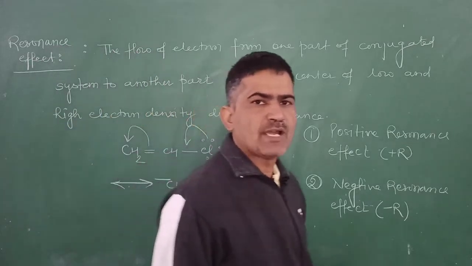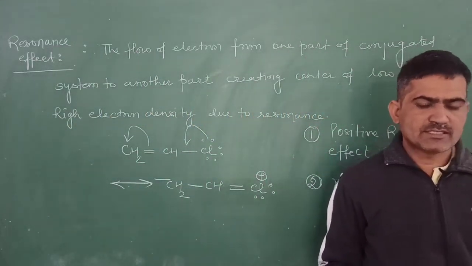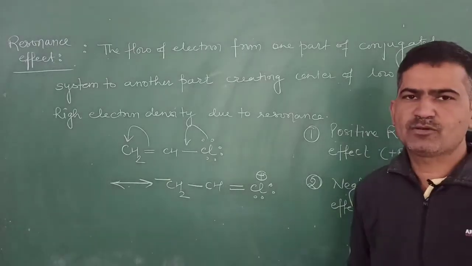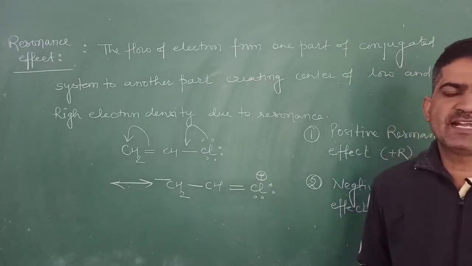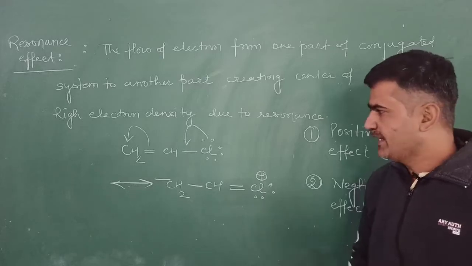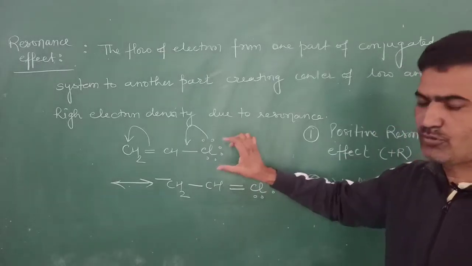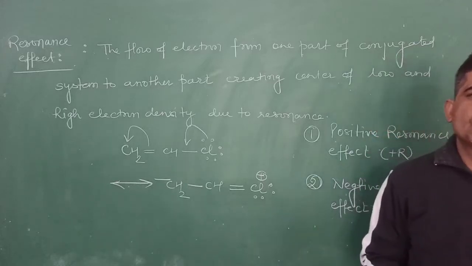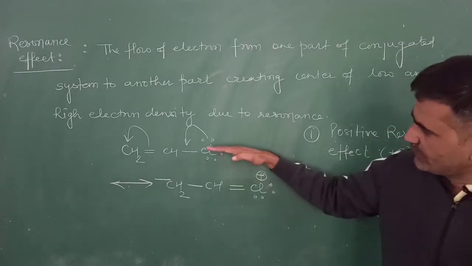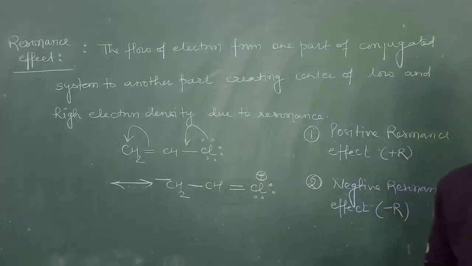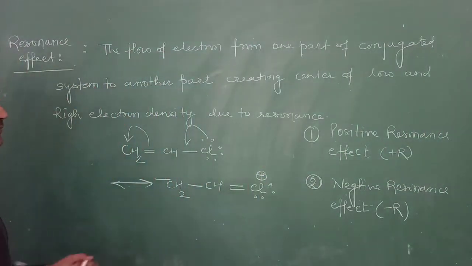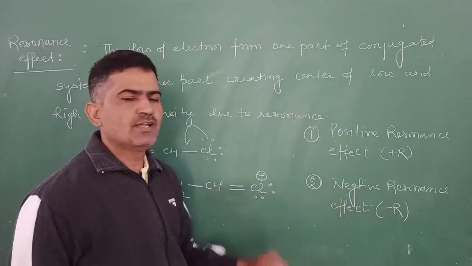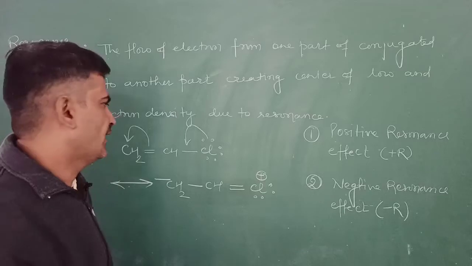Now, which kind of group can show the positive resonance effect? Just like alcohols, thioalcohols, ethers, and amines: primary amines, secondary amines, and tertiary amines. You can say any chemical species that bears a lone pair of electrons, or can donate the electron to the conjugated system. This donation of electrons to the conjugated system is known as the plus R effect. And the phenomenon of withdrawing electrons from a conjugated system is called the negative resonance effect, and it is represented by the minus R effect.